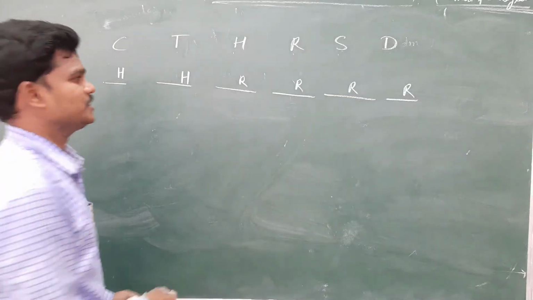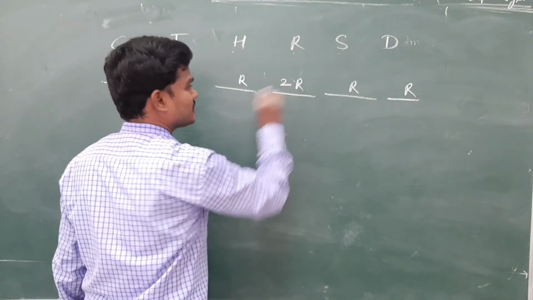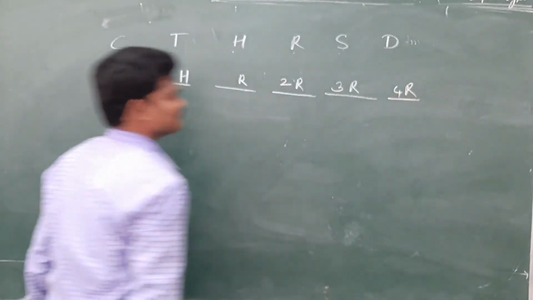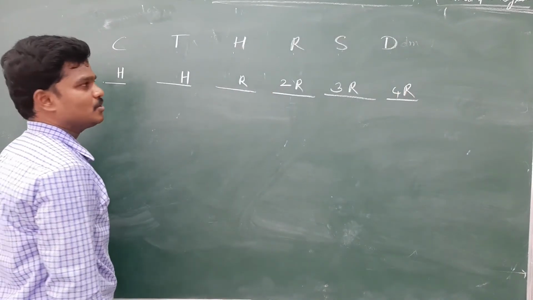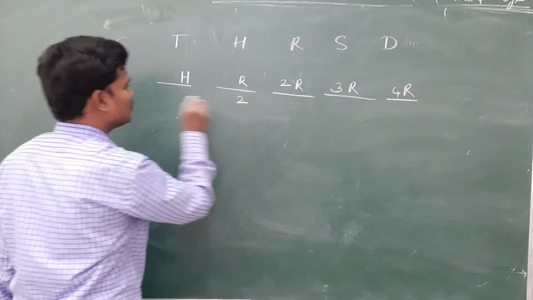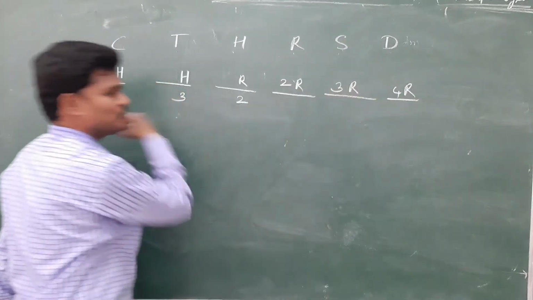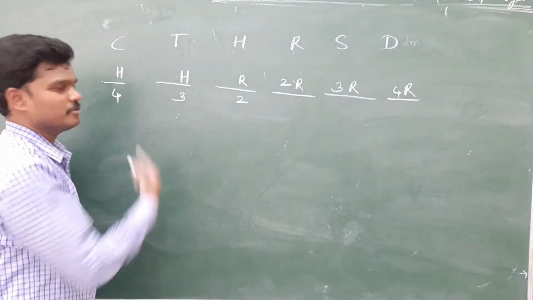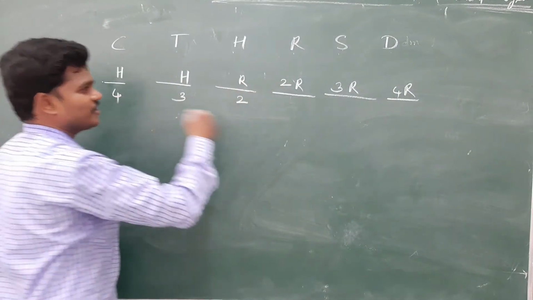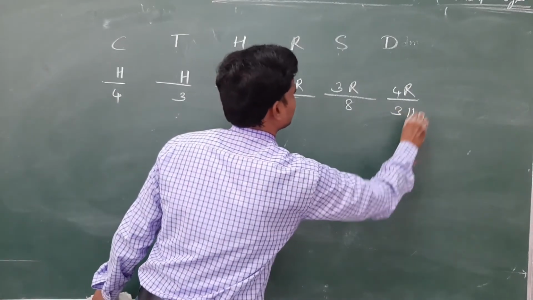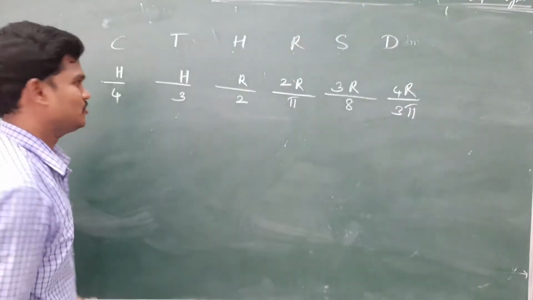Now let us write the numbers: 2, 3, 4, 2, 3, 4. Try to remember it. And then pi, 8, 3 pi. That's it.